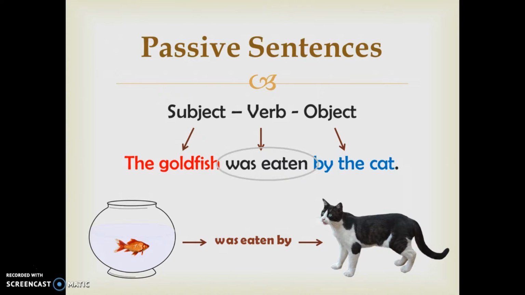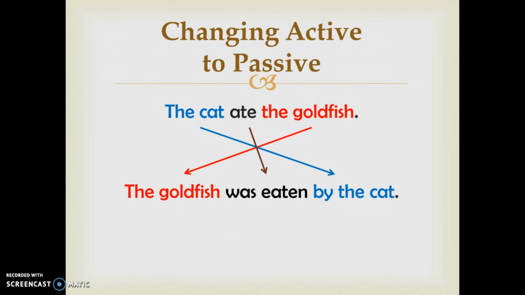You'll also notice that our verb has changed. In our active sentence, it was ate, but now in our passive sentence, the form of that verb has changed to a passive form, in this case, was eaten. So, here's an example showing how that sentence changed, where we flip-flopped the subject and the object, and we changed our verb and added that by phrase.